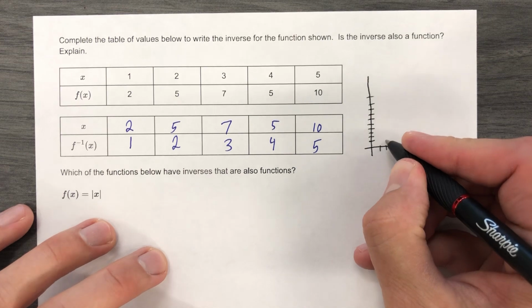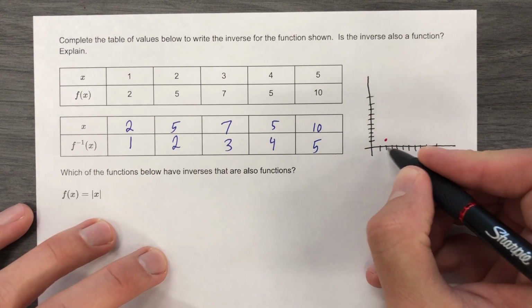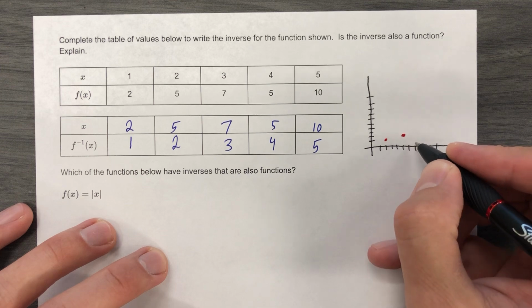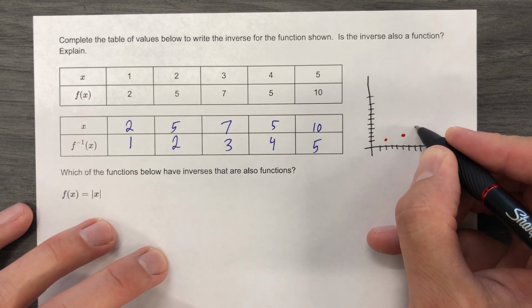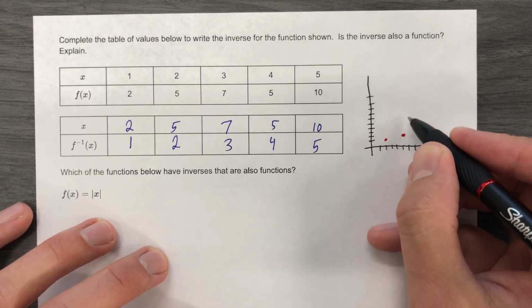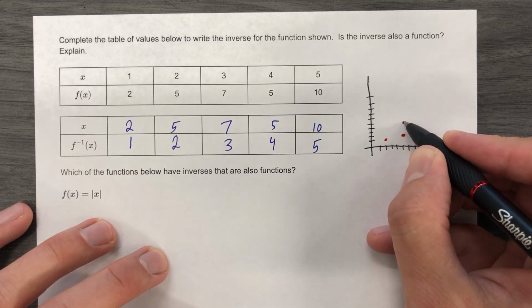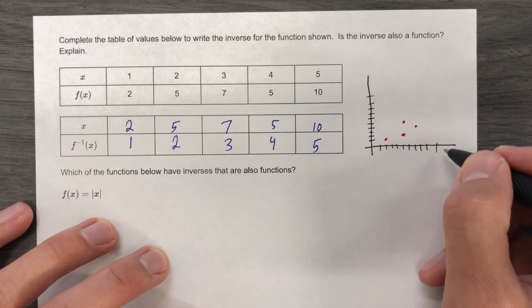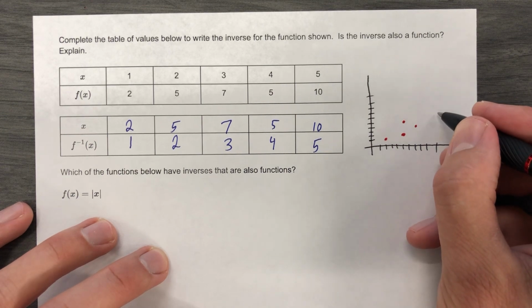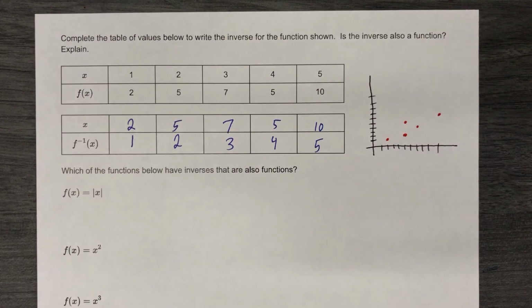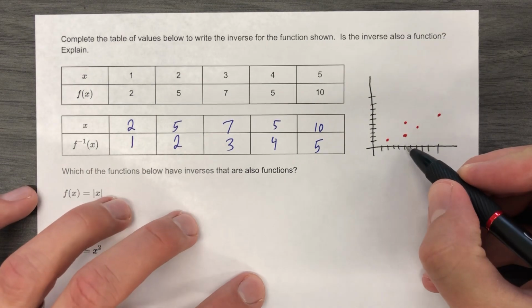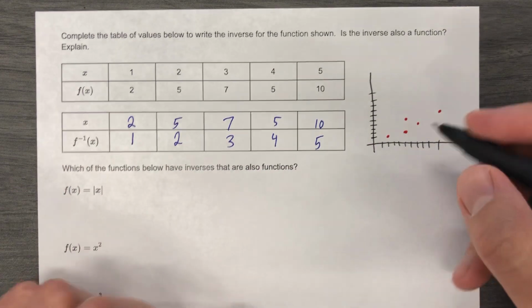So 2, 1 is there. 5, 2 is there. 7, 3 is there. 5, 4 is about there. And nope, that wasn't too far. 10, 5 is there-ish. Okay, is this a function? No, it's not. Notice that when you plugged in a 5, you had two possible outputs.